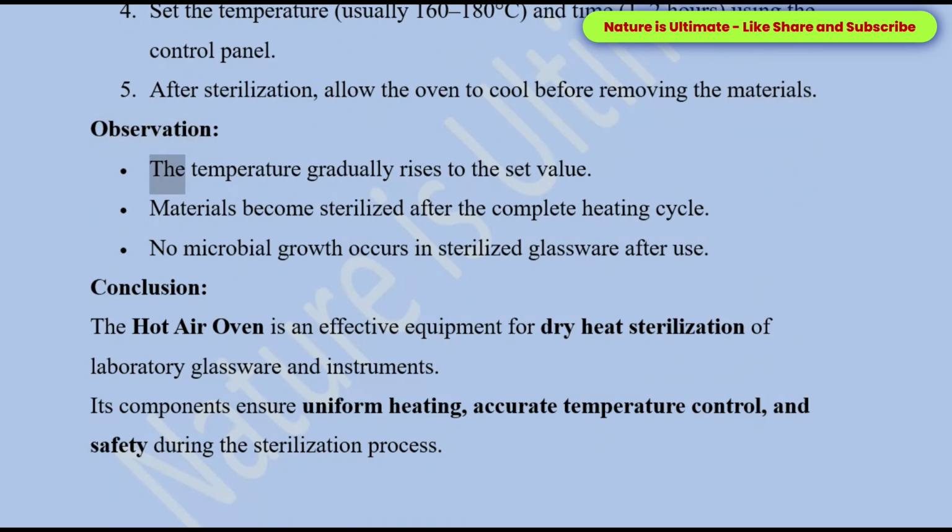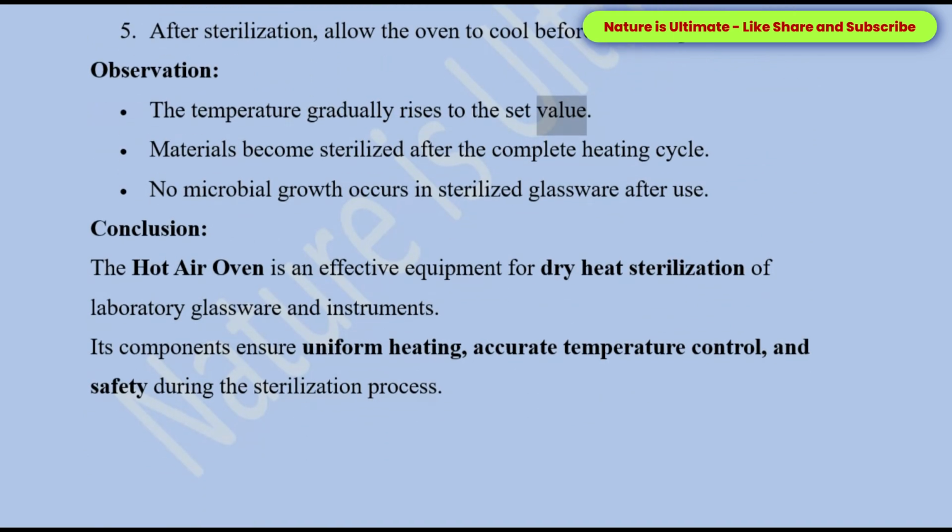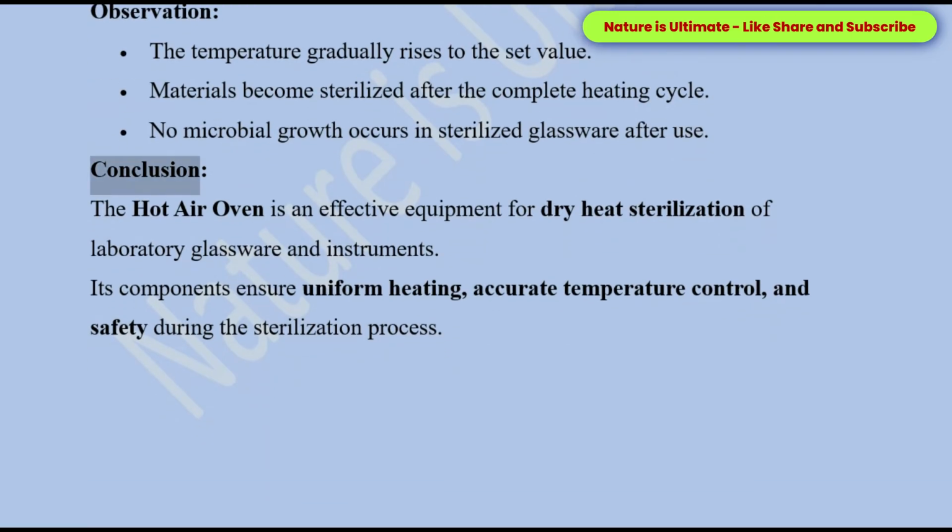Observation. The temperature gradually rises to the set value. Materials become sterilized after the complete heating cycle. No microbial growth occurs in sterilized glassware after use. Conclusion. The hot air oven is an effective equipment for dry heat sterilization of laboratory glassware and instruments. Its components ensure uniform heating, accurate temperature control, and safety during the sterilization process.